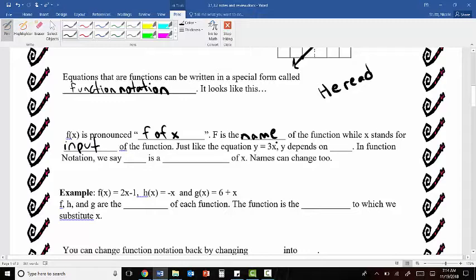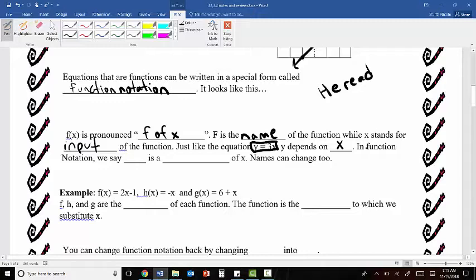So normally we've been working with equations like y's and x's. And your y value depends on what you put in for x. So if you plug in 0, you're going to get 0. If you plug in 1, you're going to get 3. So we would say that y depends on x.